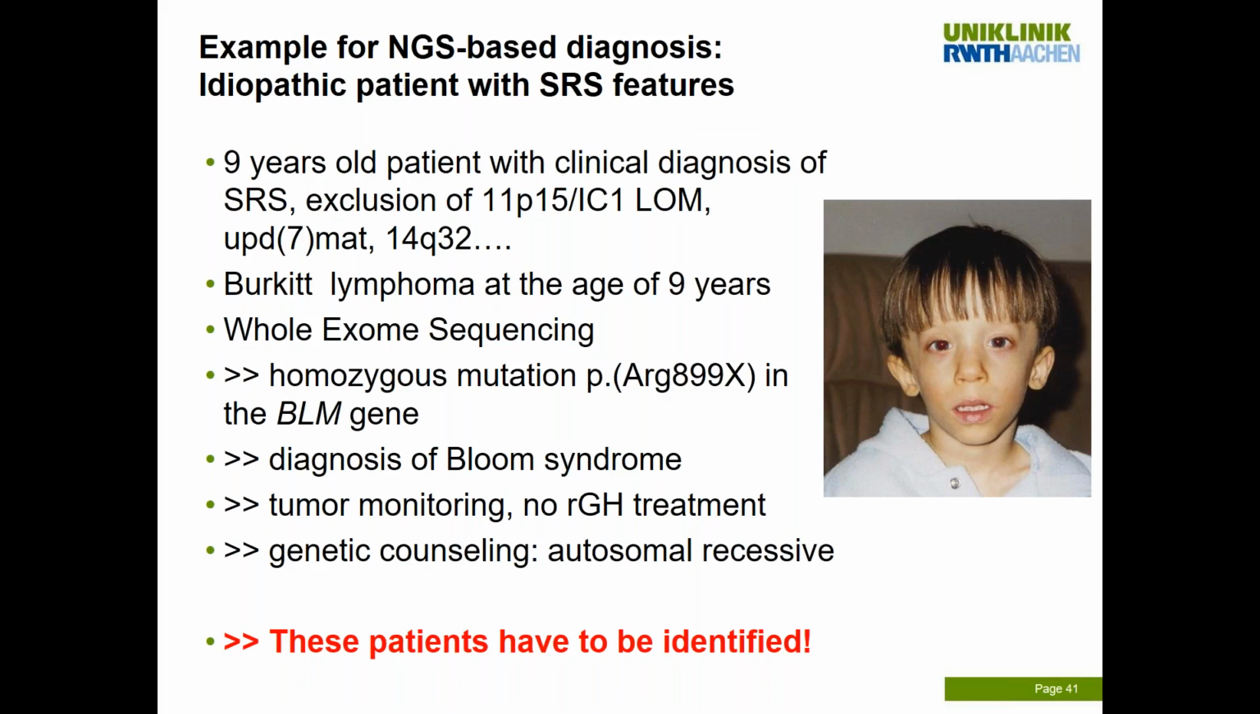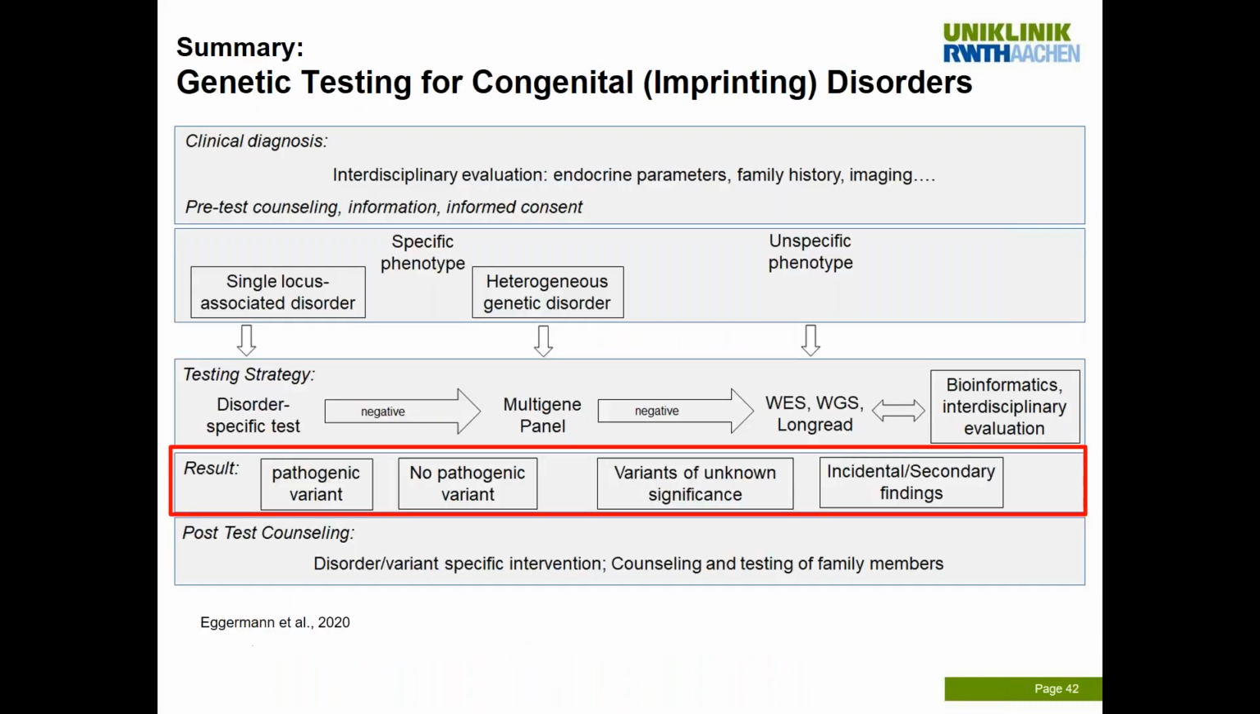An example is shown here. It is relevant to continue with the molecular diagnosis to identify the molecular cause in patients. Here is an example of a patient who was initially presented to our institute with a clinical diagnosis of Silver-Russell syndrome, and finally it turned out that he was homozygous for a mutation in the Bloom gene. This is very important because Bloom syndrome is a tumor predisposition syndrome, and of course you need this information for your clinical treatment.